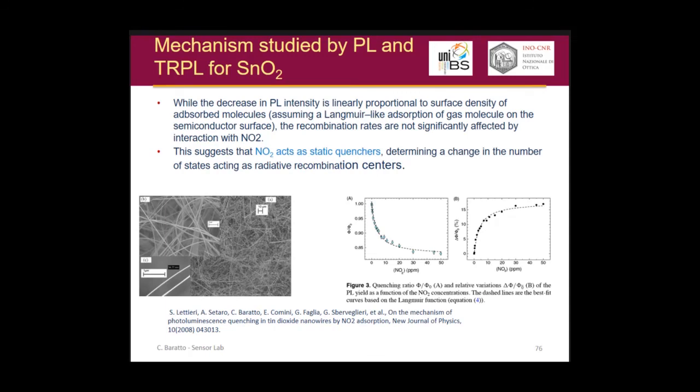This is just on the sensing principles in the case of photoluminescence. This is for tin dioxide, but the same stands for zinc oxide. And we observe that the quenching ratio, which is the area under the curve over the area under the curve in air, follows the Langmuir isotherm, the Langmuir function.